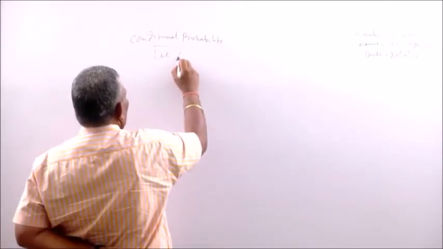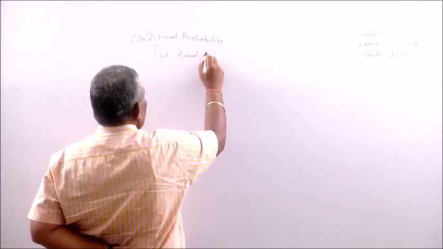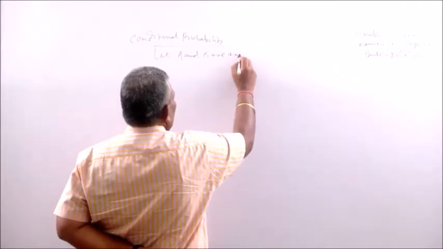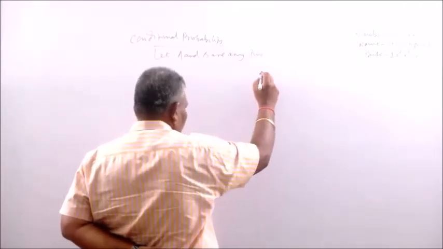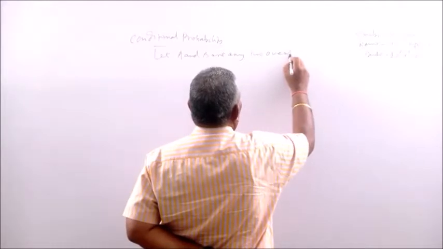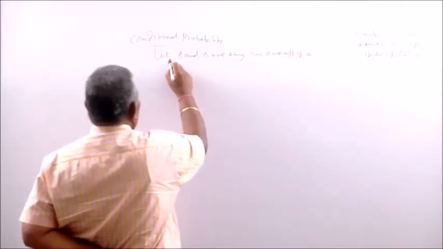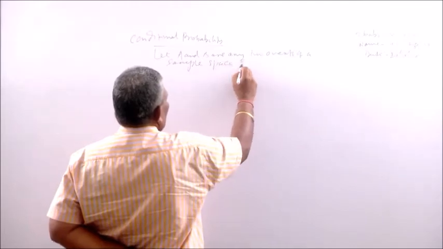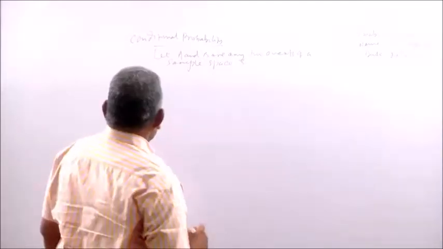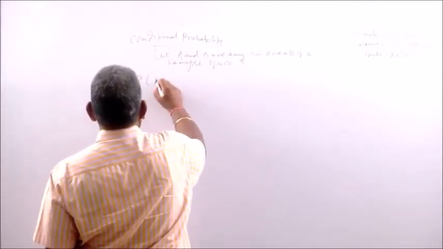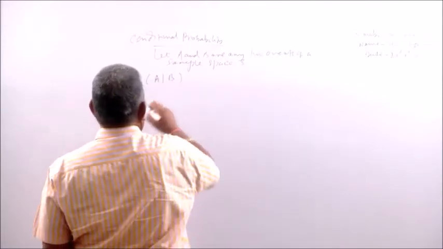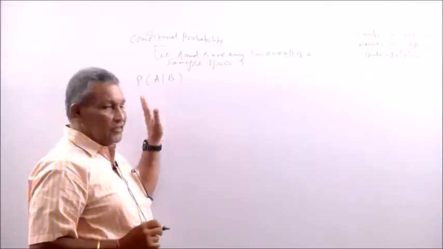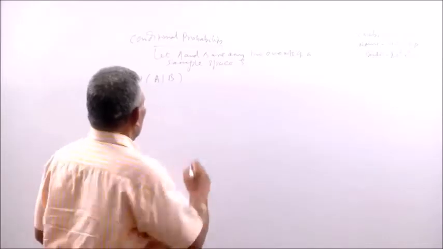Let A and B be any two events of a sample space S. Conditional probability of A subject to B. This is read as the conditional probability of the event A subject to B.